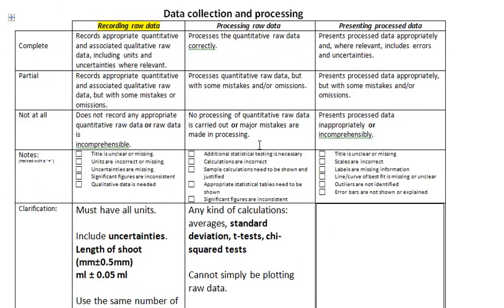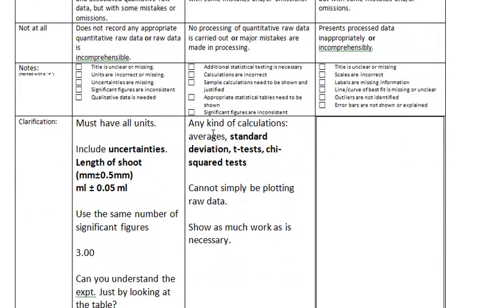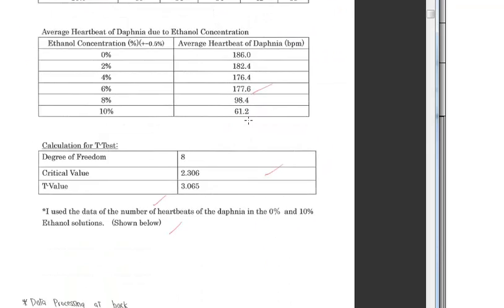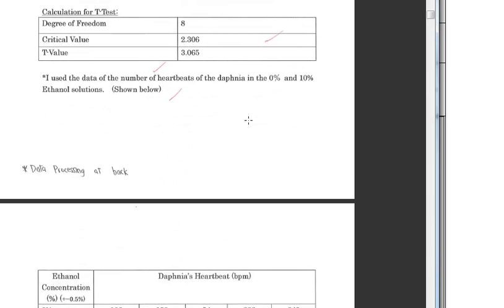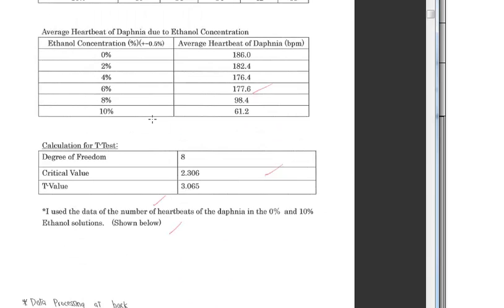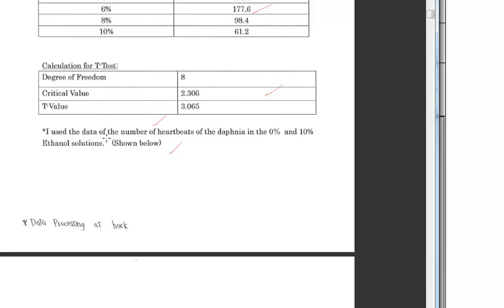In this situation, the student has done a t-test as well. So doing any kind of t-tests or chi-square tests, you'll learn about this later, cannot simply be plotting raw data, show as much work as is necessary. So here, let's see what we have here. T-test calculated.